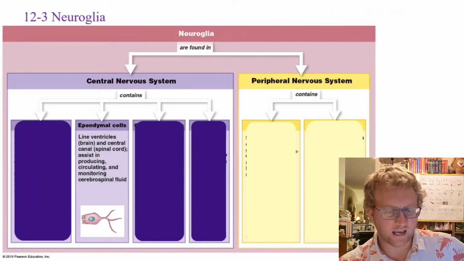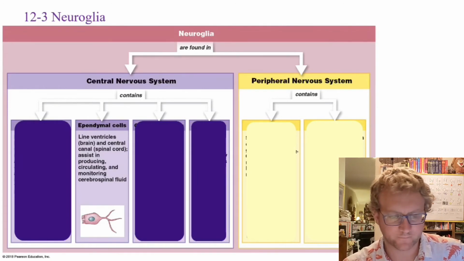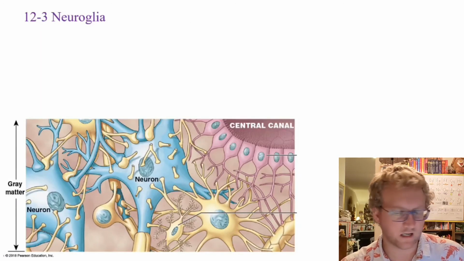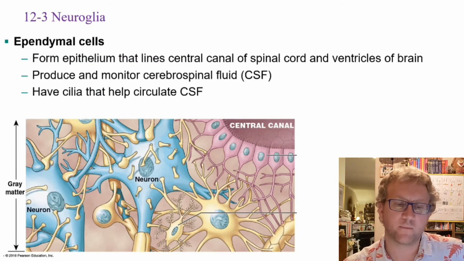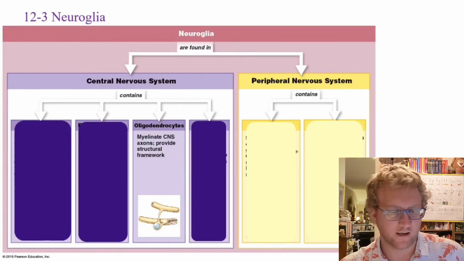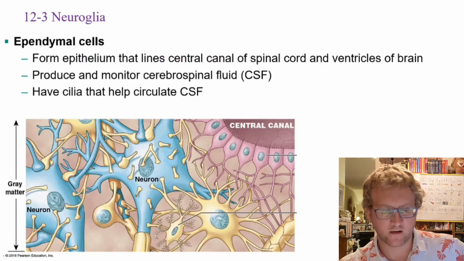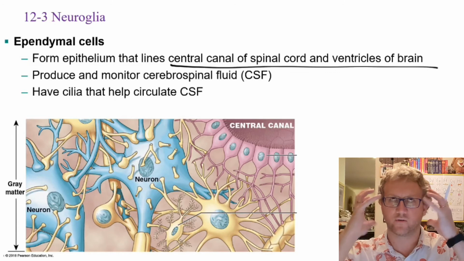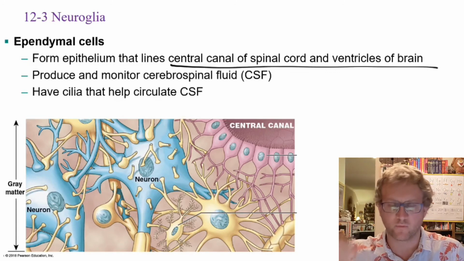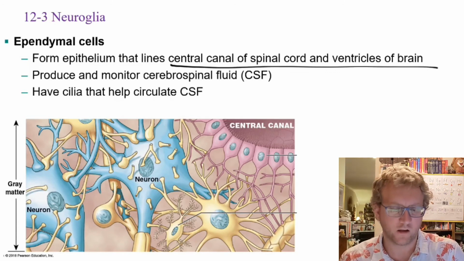Let's see, we have the ependymal cells. These line the ventricles of the brain. They form the epithelium that lines the central canal and the ventricles. So the ventricles are spaces, fluid-filled spaces in your brain, and we'll look at that when we do the anatomy.